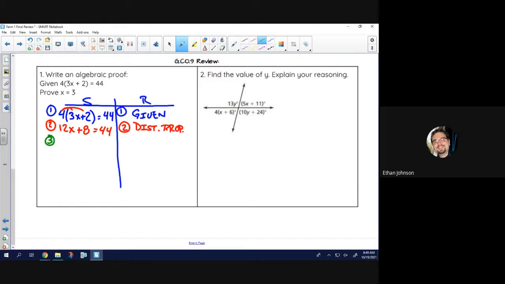The next thing we need to do is start getting x by itself. So we're going to subtract 8 from both sides. So I get 12x equals 36. That was our subtraction property of equality. And then last but not least, we divide both sides by 12. So our last statement says x equals 3. And that is our division property of equality.